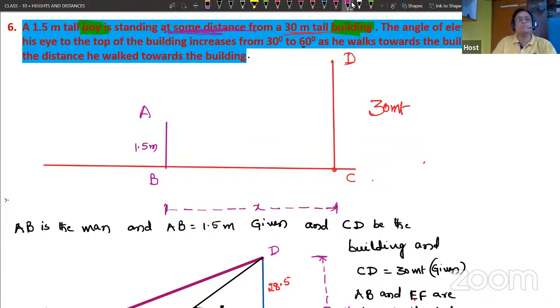Once again, read the question now. It takes its time to read this question. So here, the question is like this. Boy, look at here, standing at some distance from building. That distance we don't know. Assume the distance we have taken it as X meters. X meters is the distance between the boy and the building.